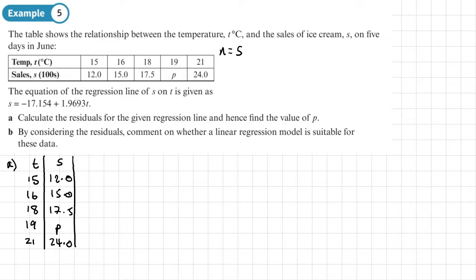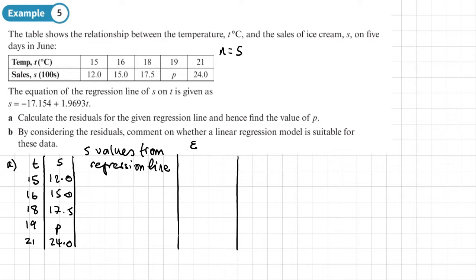The next column is going to be working out the value of S from the regression line here. So I'm going to put down here S values from regression line. We're going to use our calculator to work out what those are. And then in the last column, I'm going to work out what my residuals are, epsilon, and that's going to go in that column.